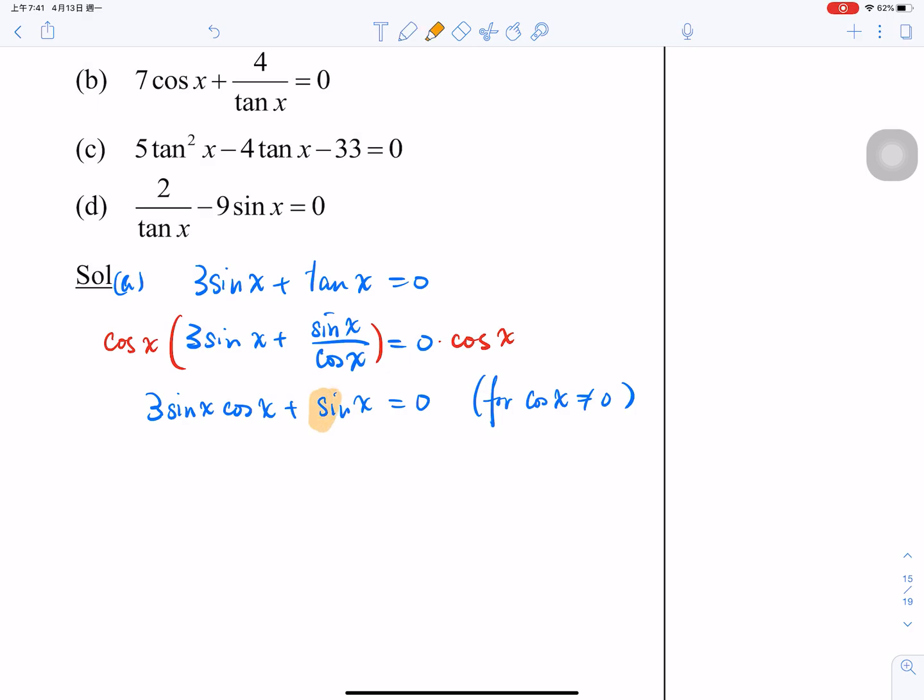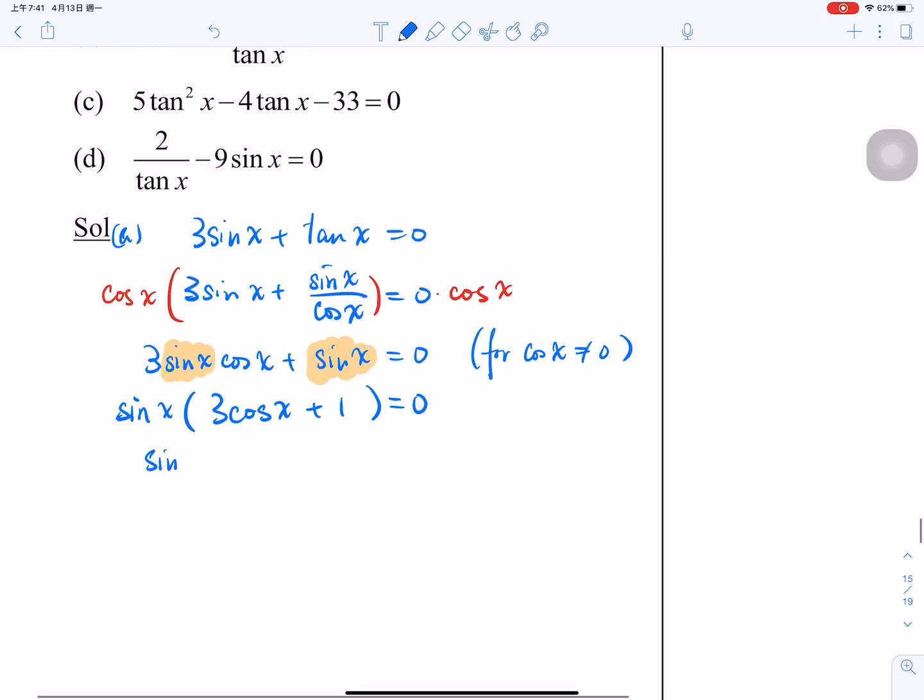Here we have a common factor. Remember, we need to take out the common factors. So sine x times (3 cosine x plus 1). As a result, sine x equals 0 or cosine x equals negative 1 over 3.